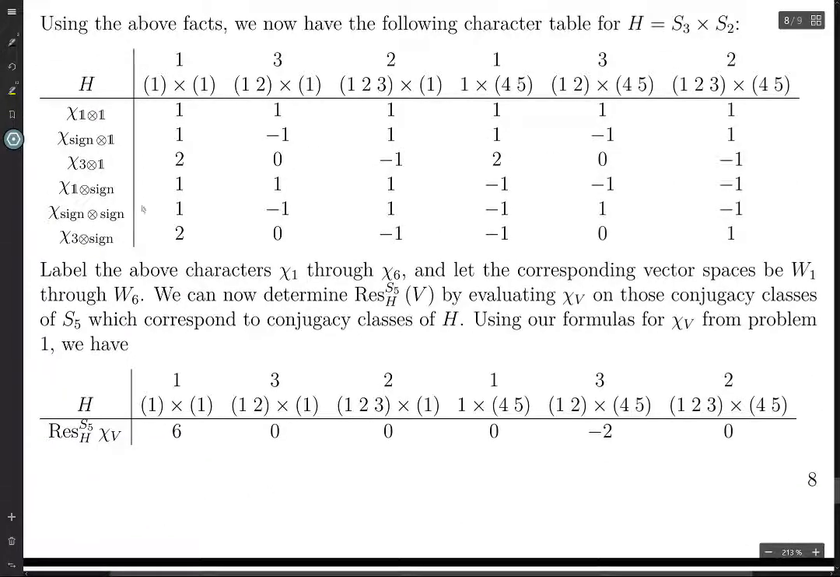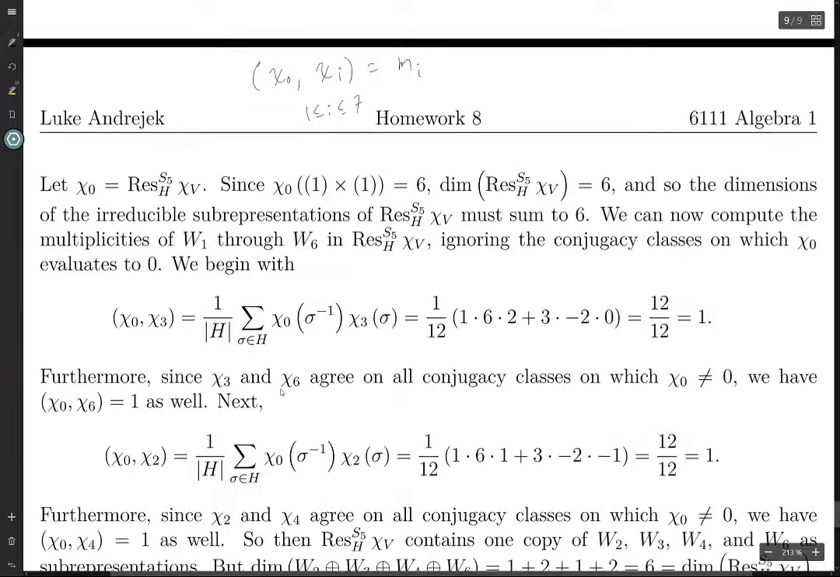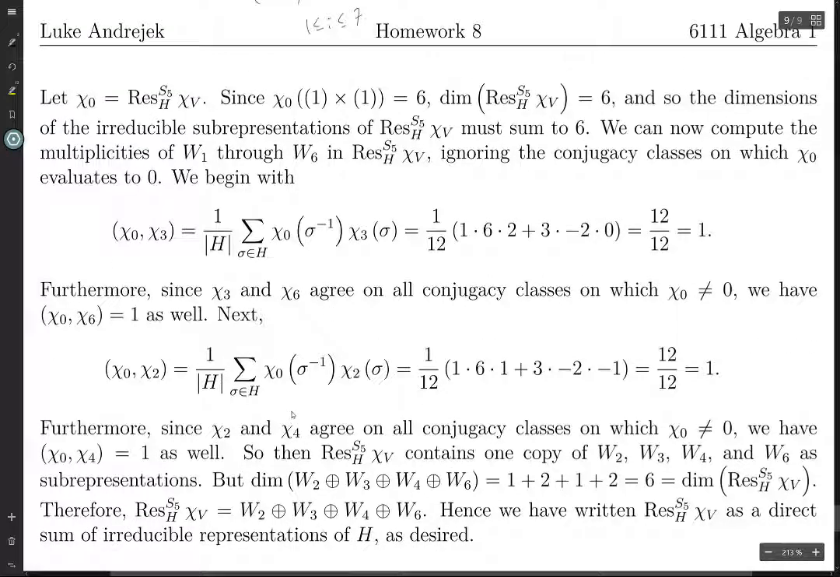And then again we look at chi2 and chi4, so the second row and the fourth row, they disagree here, and here, and here. So this one, and this one. And if we look at these three columns, we've got 0 here, 0 here, and 0 here. So the computation is going to be the exact same. And so then we're going to conclude that W4 is also an irreducible subrepresentation.